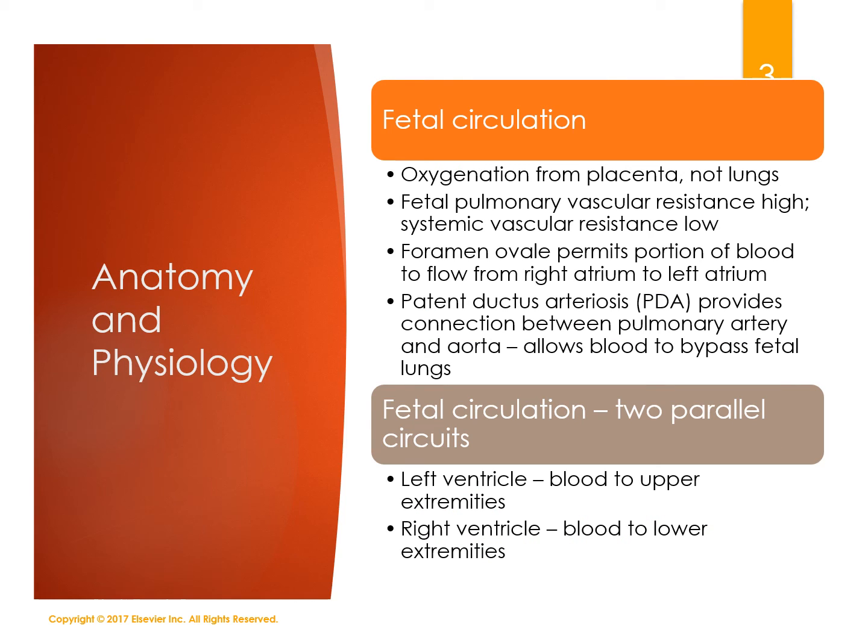For anatomy and physiology, you have to remember with fetal circulation, they're getting their oxygenation from the placenta and not the lungs, and their pulmonary vascular resistance is high and their systemic vascular resistance is low. The foramen ovale permits a portion of blood to flow from the right atrium to the left atrium, and a patent ductus arteriosus, or PDA, provides a connection between the pulmonary artery and the aorta, and that allows blood to bypass the fetal lungs because they're not breathing on their own yet.